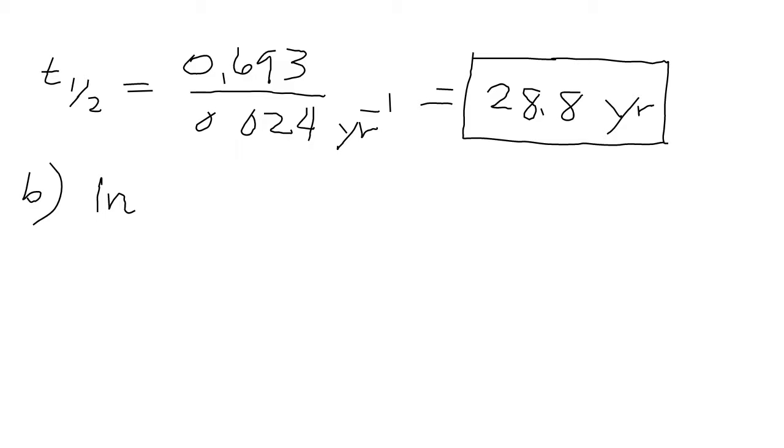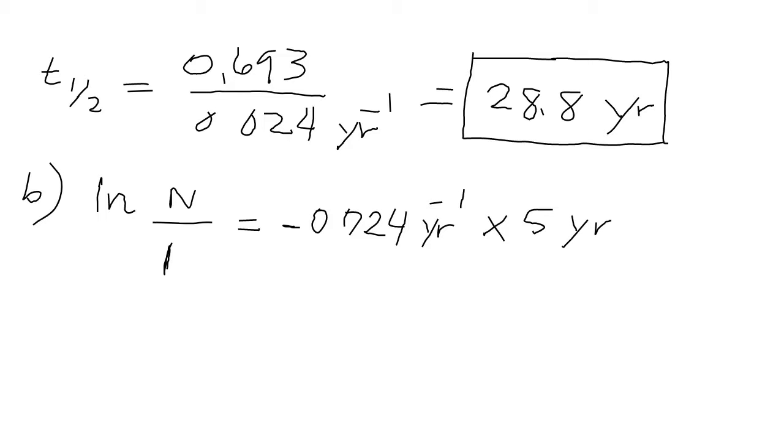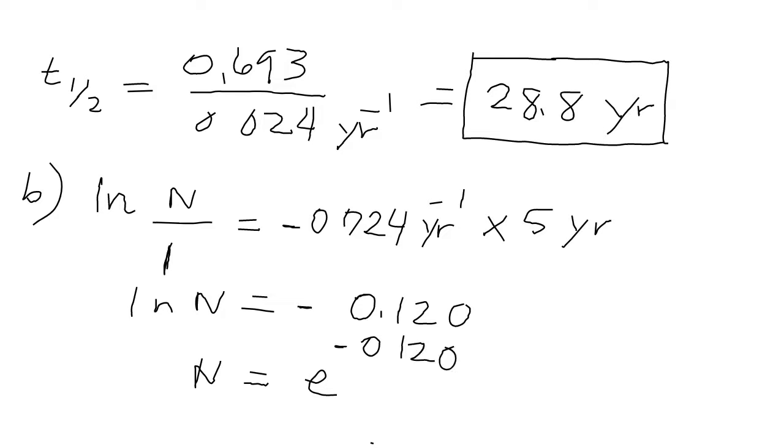natural log of N over N0, which is 1 gram, which is equal to minus kt. We determined k to be 0.24 per year inverse times 5 years is equal to, or we can say natural log of N is equal to minus 0.120, or N is equal to e to the minus 0.120, which is equal to 0.887 grams.